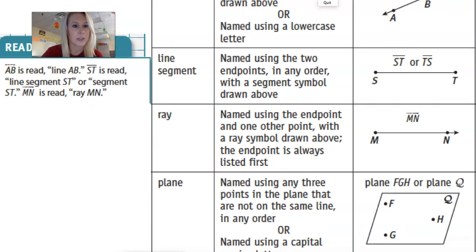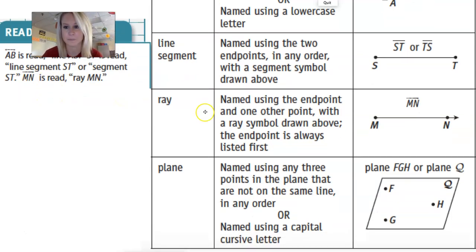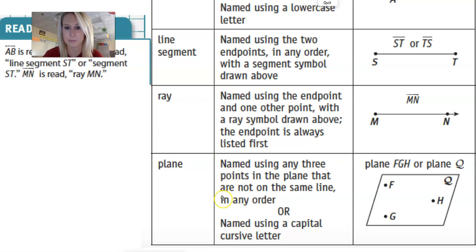All right, let's look at this reading math blurb right here. So it says line AB is read, line AB. ST with a line with no arrows or dots is called line segment ST or segment ST. And then MN with a ray above it is read ray MN. So that's how we kind of say things in math.